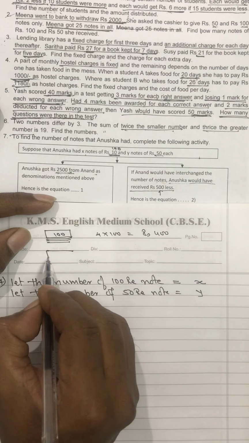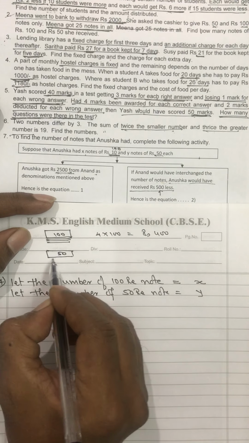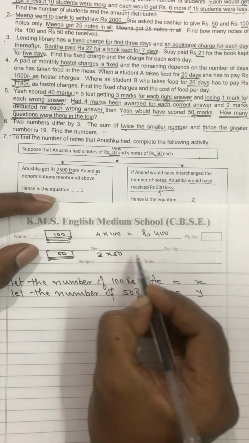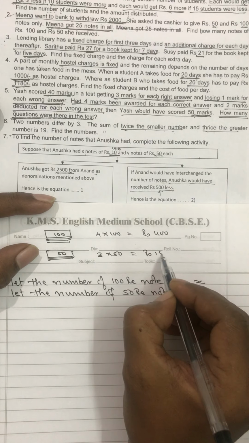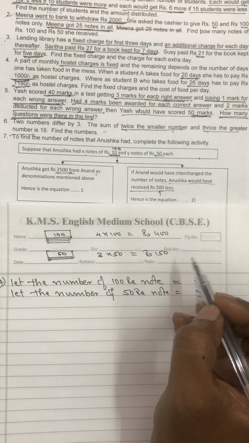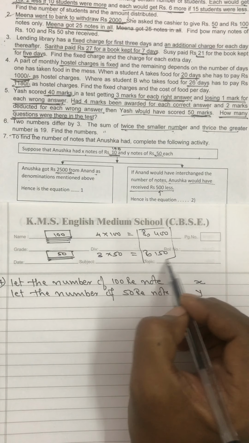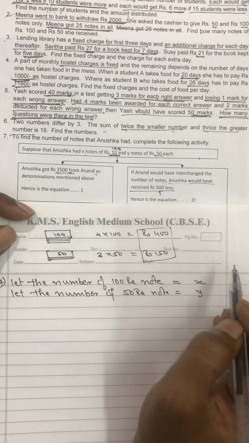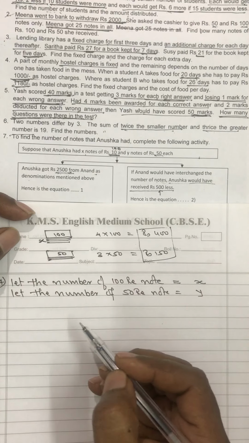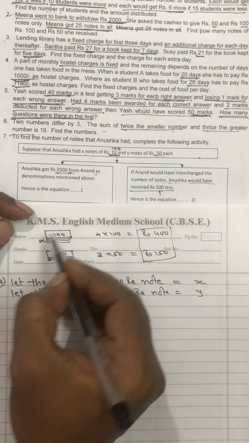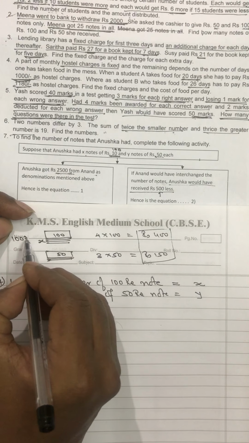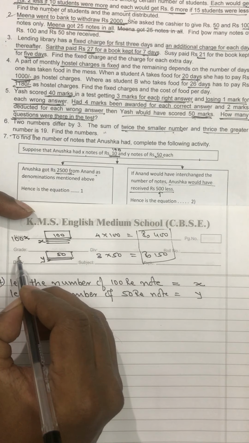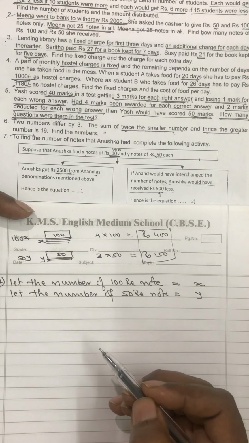Supposing this is a 50 rupees note, and there are only 3 notes of this. I will have rupees 150. In total I will have rupees 400 plus rupees 150, 550 rupees. At present I have X notes of rupees 100, so I will have 100X rupees. And there are Y notes of rupees 50, so we will have 50Y rupees.